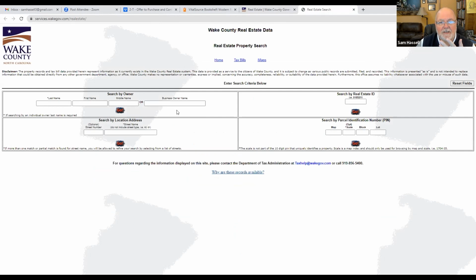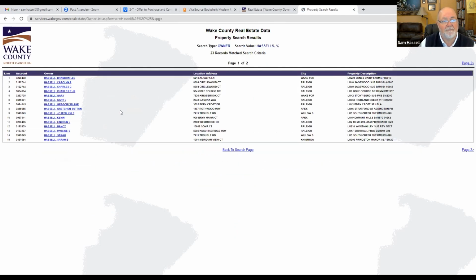Now, I can search this by address, if I have an ID number, if I have a parcel number, but I like to search it by last name. And let's just put mine in there. All right. And I'm going to do this property search. I'm just going to click on go. Right. And I didn't know I had that many people with the same last name as I do, but these are all particular people with the same last name as me who have property in Wake County.